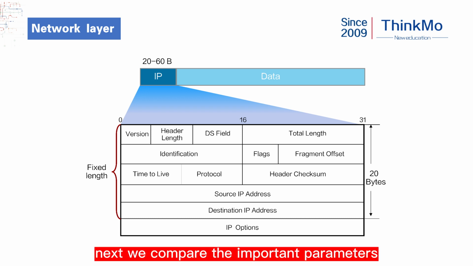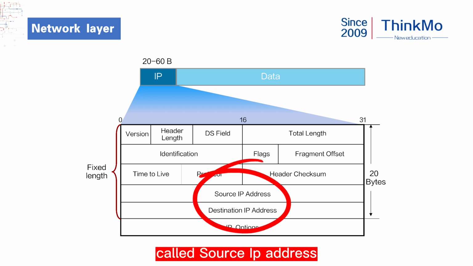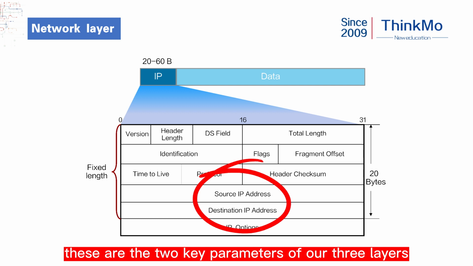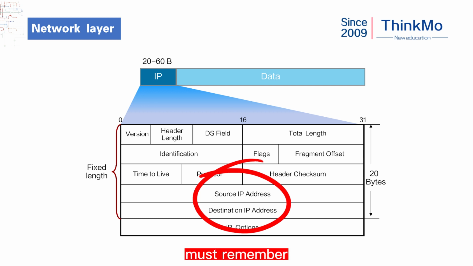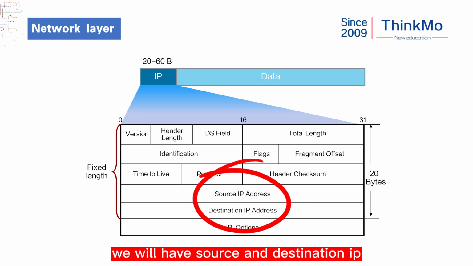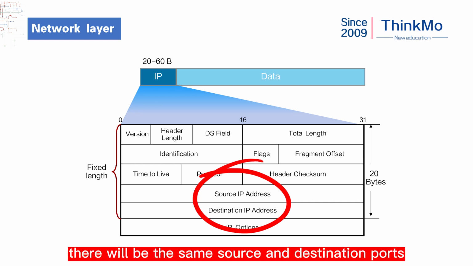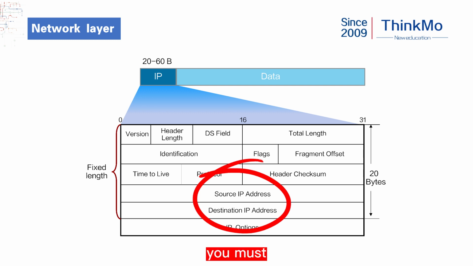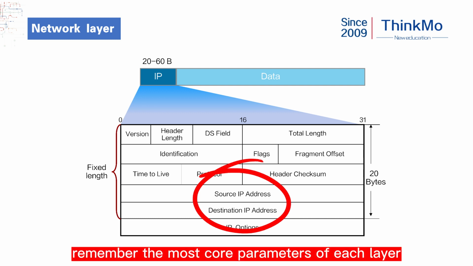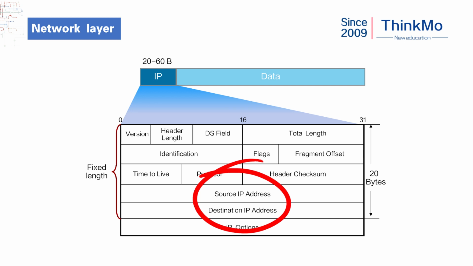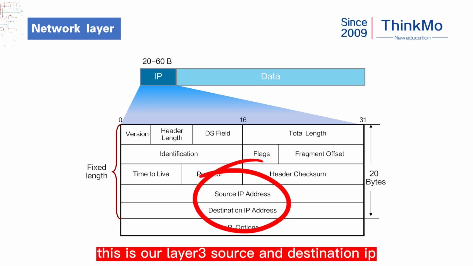Next we compare the important parameters, called source IP address and destination IP address. These are the two key parameters of our layer 3. Must remember, we will have source and destination IP when we encapsulate at layer 3. It's like when we encapsulate at layer 4, there will be the same source and destination ports. You must remember the most core parameters of each layer. Layer 4 source and destination ports are its core. Layer 3 source and destination IP is its core.